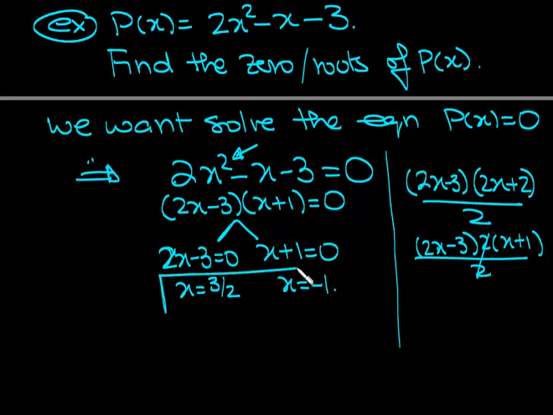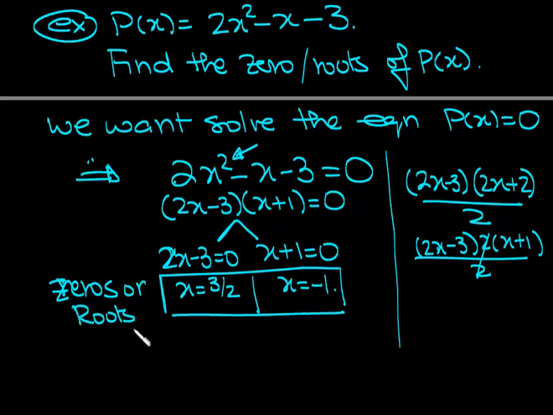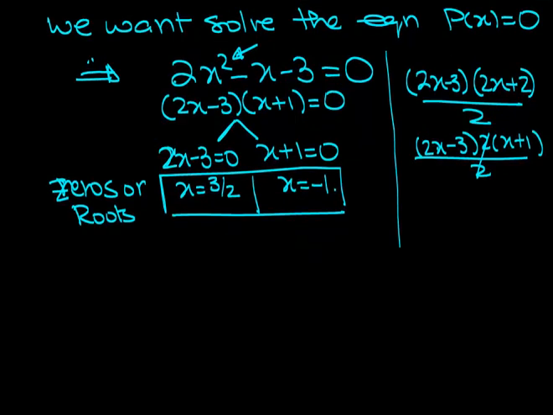So these are the zeros or roots of p of x. We call these two numbers the zeros or roots. Now sometimes some of these zeros or roots will repeat themselves. So let's talk about that. Let me show you with an example first.